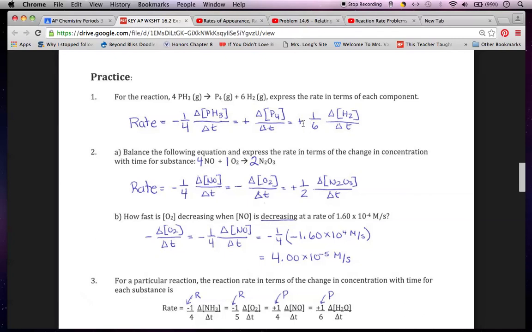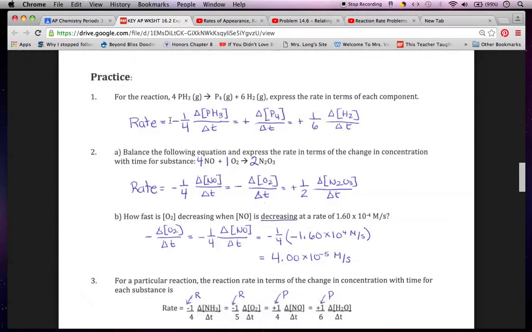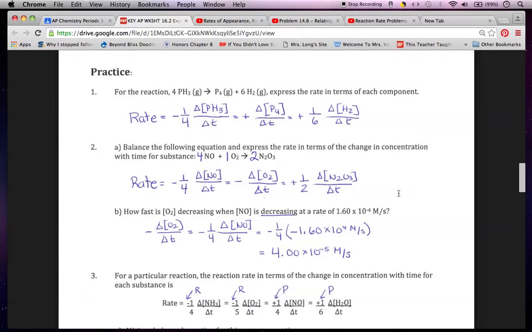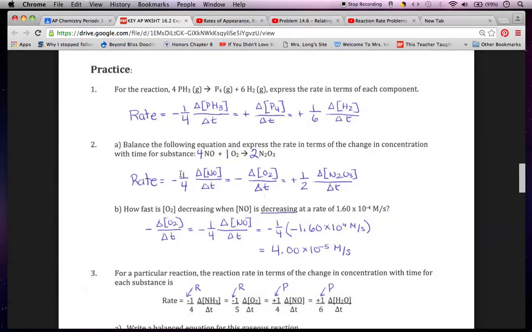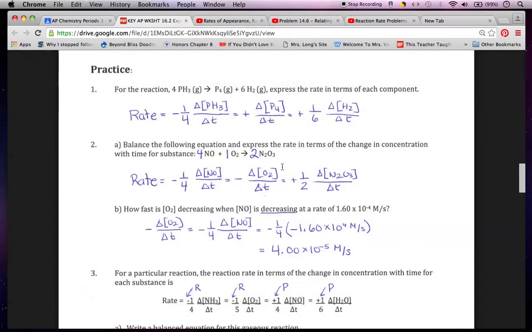And again, it has to do with that idea of how we're relating this to one reaction of it in a way. So then for 2, it's very similar. You can see how it's set up the same way. I just had to balance the equation first. Remember to always check. And then again, making sure the negatives are with the reactants and our positives are with our products.